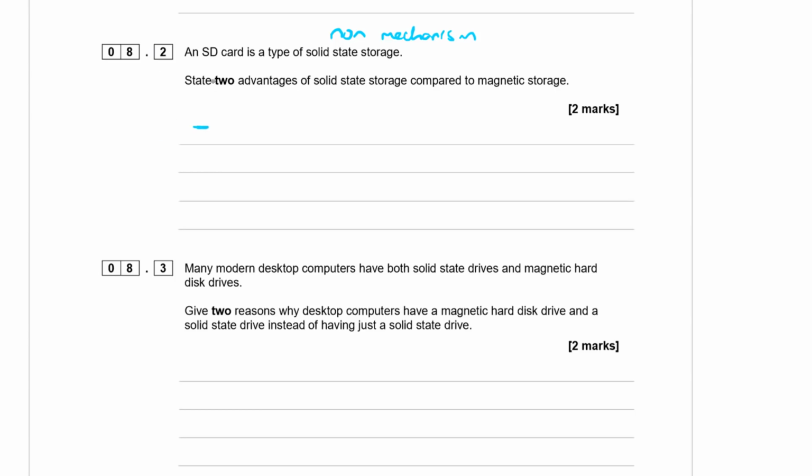So first of all, it makes less noise, it's quieter, it doesn't really make any noise. The disk spinning around does make noise, and also is more robust. If you dropped a hard disk, you're going to be in trouble, whereas if you dropped an SD card, you're not really going to have any damage done. So things like that. Also produces less heat, smaller as well, clearly, things like that.